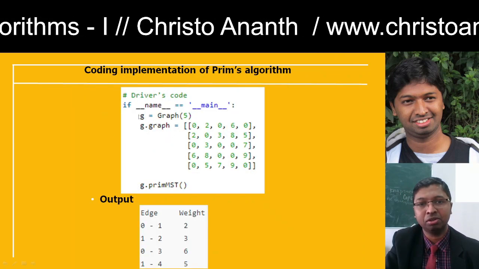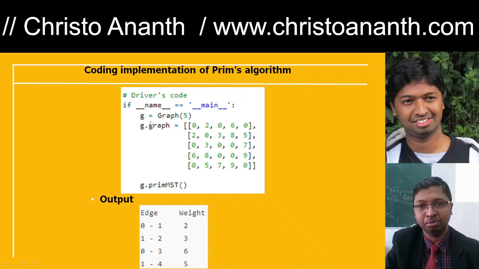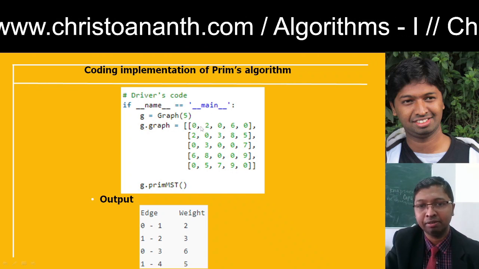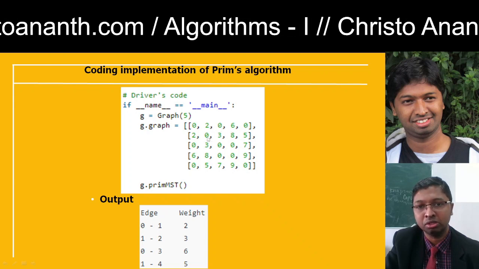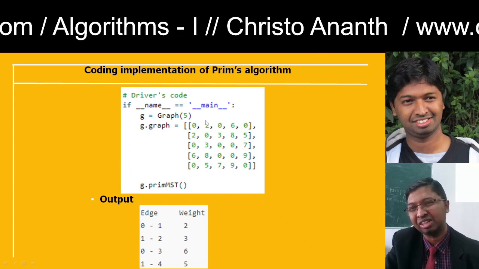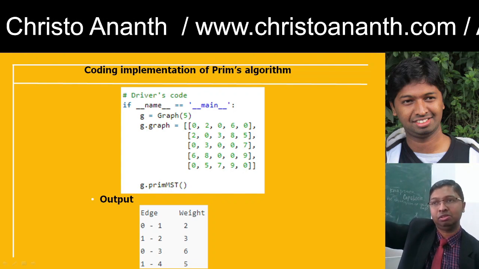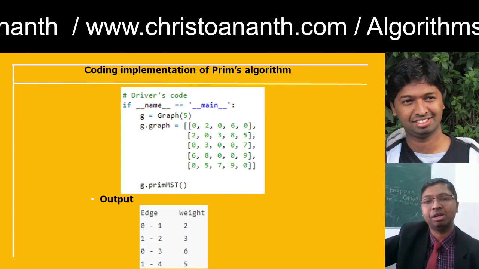So this is the driver code. If name is equal to main, g will have the graph of 5. Here you will have 0, 2, 0, 6, 0, and so on, which will update the weighting factor corresponding to each of the nodes. So that is how you establish a matrix.